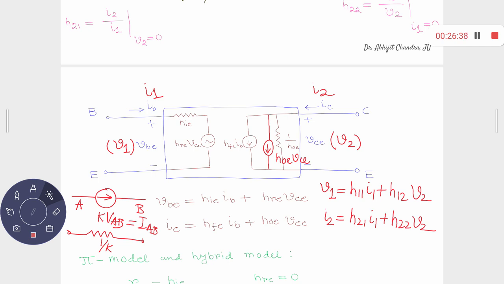Similarly, here also you have the HOEVCE term, and this current source is connected between two terminals whose voltage difference is equal to VCE. So it's nothing but a simple resistance, that is 1 upon HOE. HOE is conductance, but 1 upon HOE is a resistance. Right?